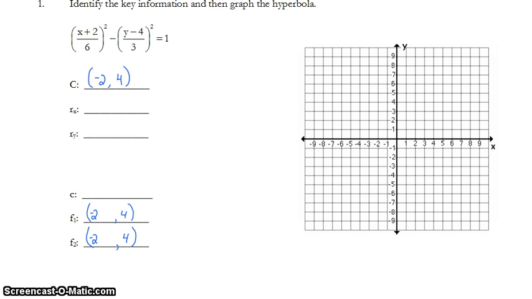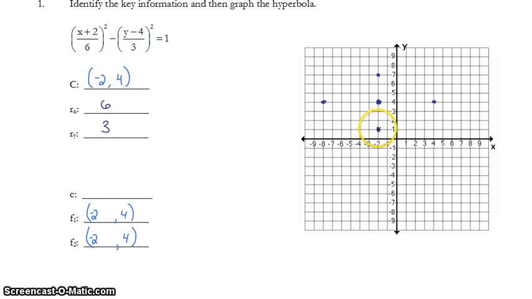So going ahead and finding everything else. If I plot my negative 2, 4 center for my hyperbola, my x radius is 6, my y radius is 3. I'm going to do the same things we did with the ellipse on those. X radius of 6 means I'm going to go 1, 2, 3, 4, 5, 6 to the right, and 1, 2, 3, 4, 5, 6 to the left, and a y radius of 3 means 3 up, and 3 down.